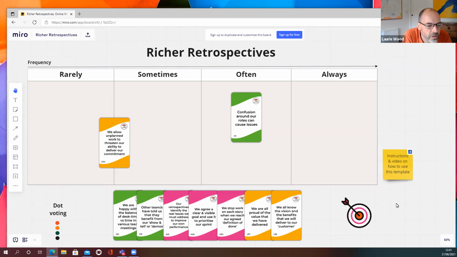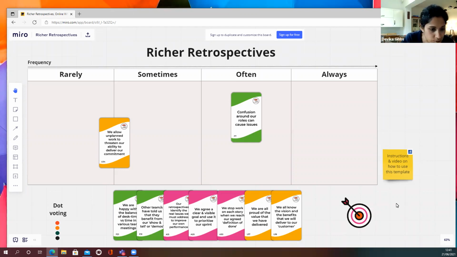The colors are the next sort of obvious question. All that is that the orange ones are quite universal, so for any team that's maybe not started to use Agile yet. The pink ones are in quite agile language, and the green ones are basically somewhere between the two, fusion cards between the two.